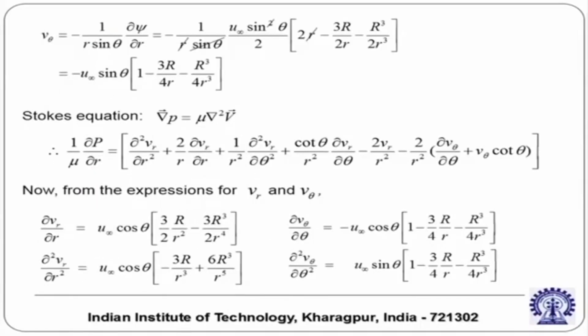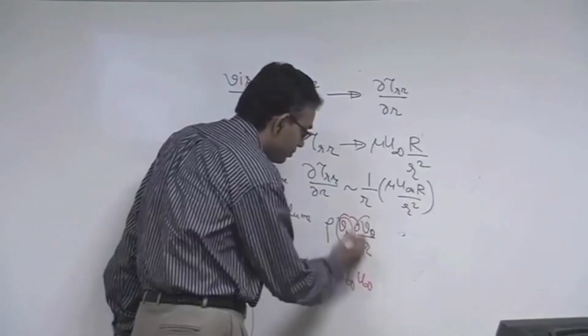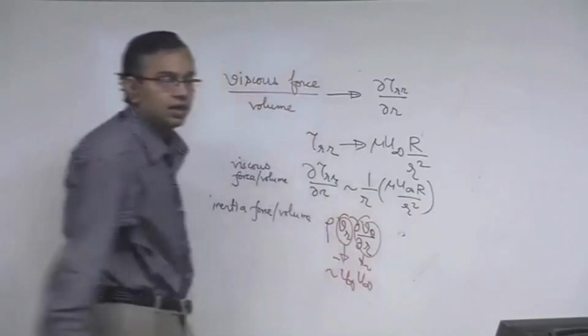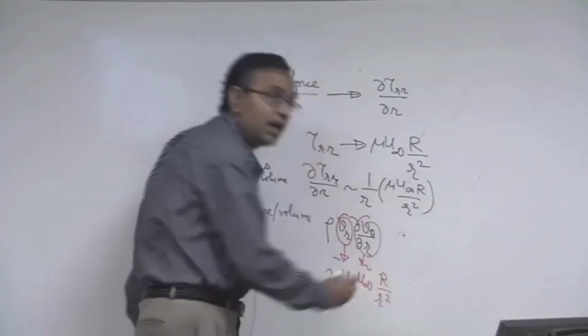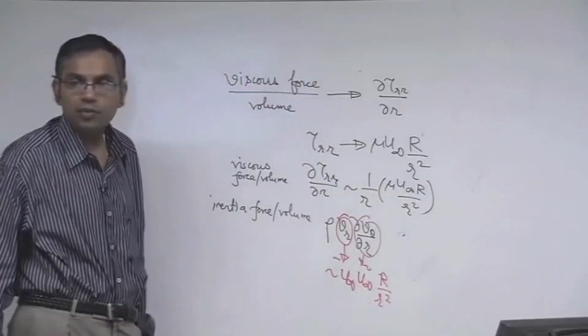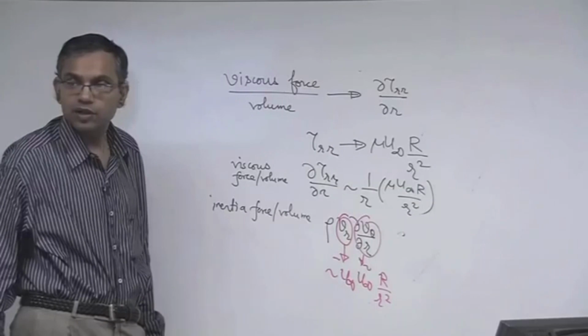So, we go to the next slide. Del V theta del r is what? So, you have V theta as, if you look into the slide, V theta is minus u infinity sin theta into a function of r. So, if you differentiate with respect to r, the second term will come into the picture. So, it will become of the order of u infinity capital R by small r square, 1 by r being differentiated will become 1 by r square.